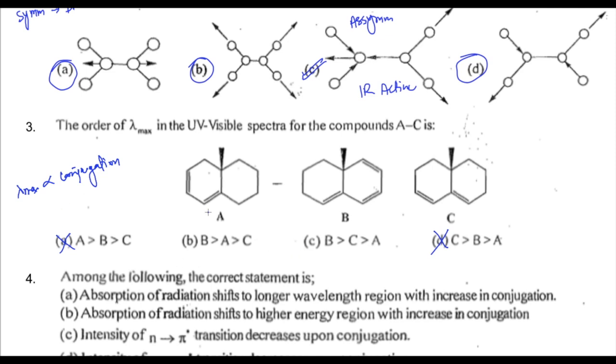Now you should know that the lambda max of a homoannular diene is always greater than that of a heteroannular diene. What does that mean? It means that if your diene is present in the same ring, that means the conjugation is present in the same ring, that will have more lambda max compared to one in which the double bonds are present in different rings. So that means A will have more lambda max than C. So option B becomes your correct option for this question.